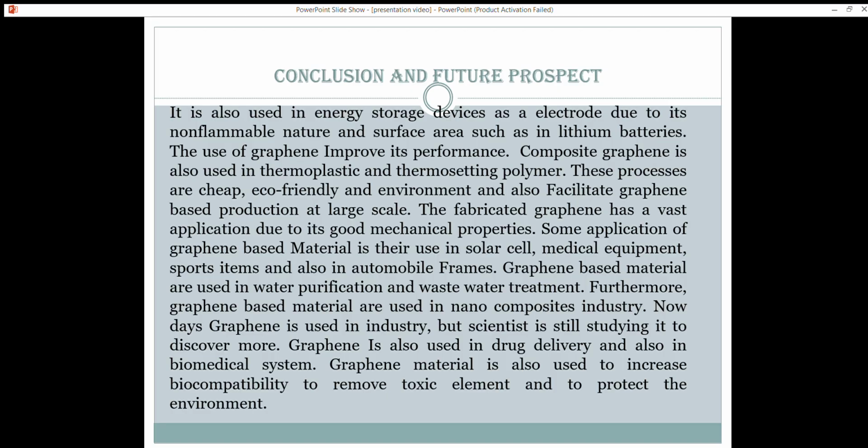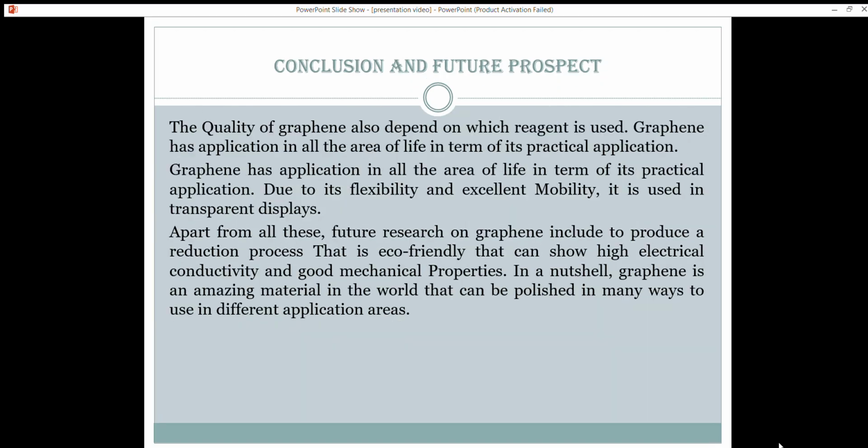Nowadays graphene is used in industry, but scientists are still trying to study and discover more and more. Graphene is also used in drug delivery and in biomedical equipment. Graphene material is also used to increase biocompatibility, to remove toxic elements, and to protect the environment. So at last, the quality of graphene also depends on which reagent we use.